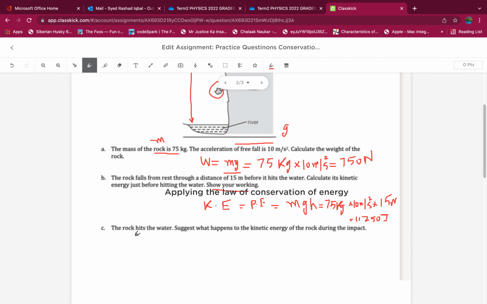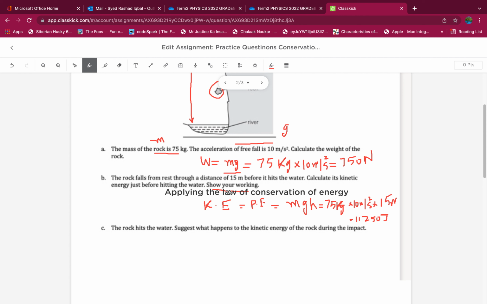Next thing, the rock hits the water. Before hitting it has all kinetic energy, but when it hits the water, where does this energy go? What happened to the kinetic energy of the rock during the impact? Number one is that you will hear the sound. It means that as the rock hits the water, some of its kinetic energy gets converted into sound energy, the sound of the splash on impact.